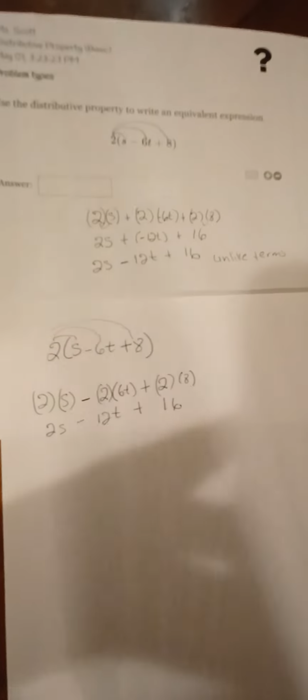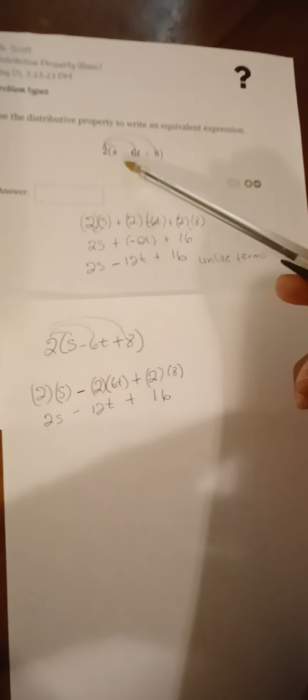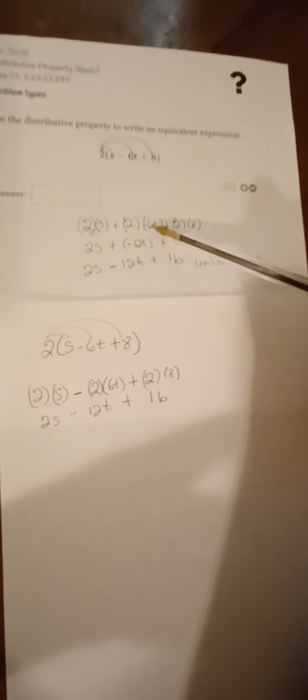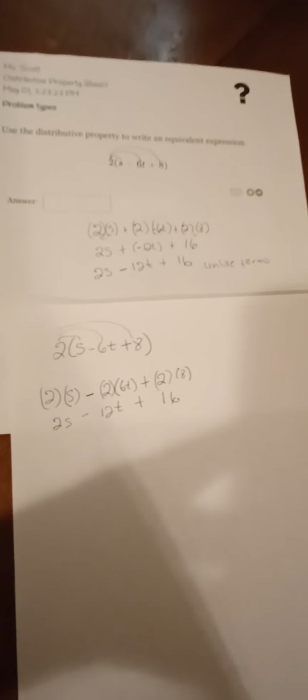So 2 multiplied by s is 2s, minus 2 times 6 is 12t, plus 2 times 8 is 16. If you notice, we get the same expression. In the first example I carried the minus sign with the 6, and in the second example I separated it. So there you go: the distributive property when you write an equivalent expression.